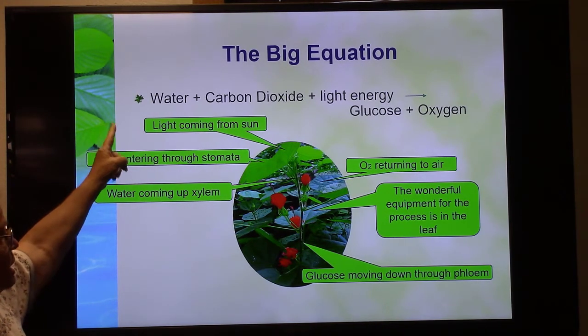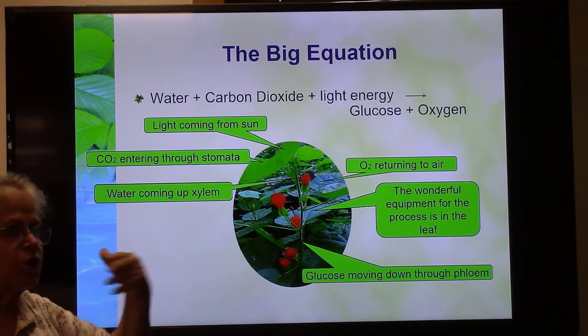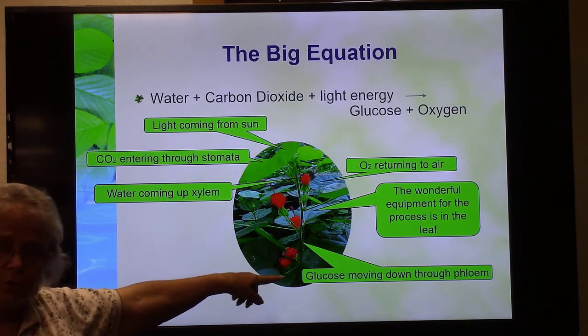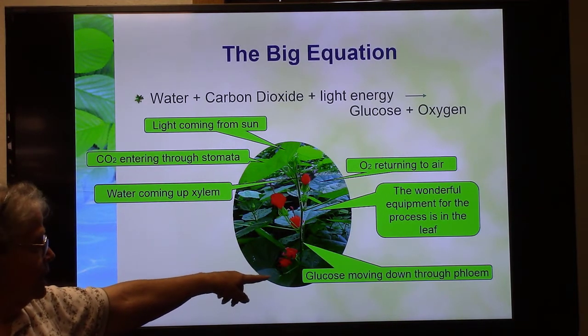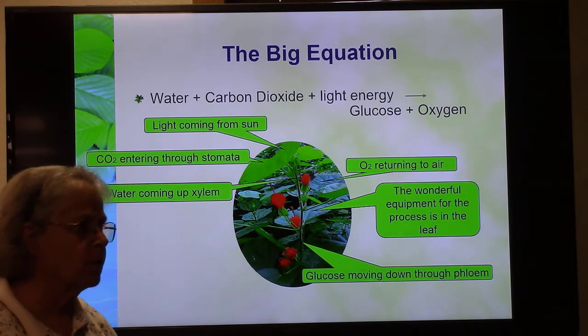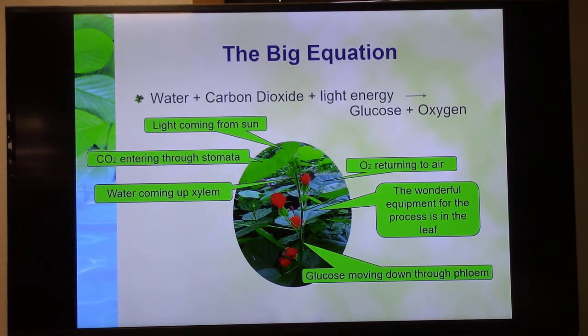And once it's done, the oxygen is going to be returned to the air. And the glucose, the sugar that's made, a lot of it is going to be moved down through the phloem to other parts of the plant. And all of that is going to happen right there in the leaf of that plant, in those chloroplasts.